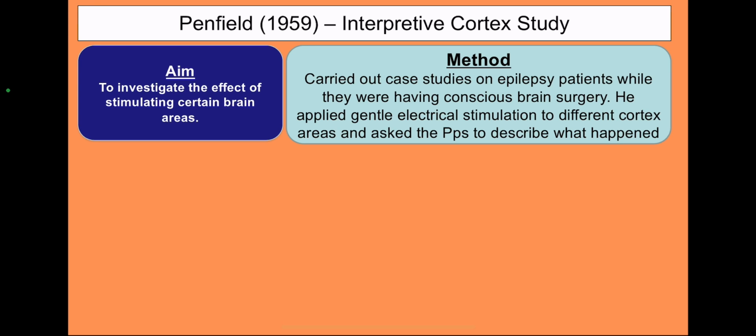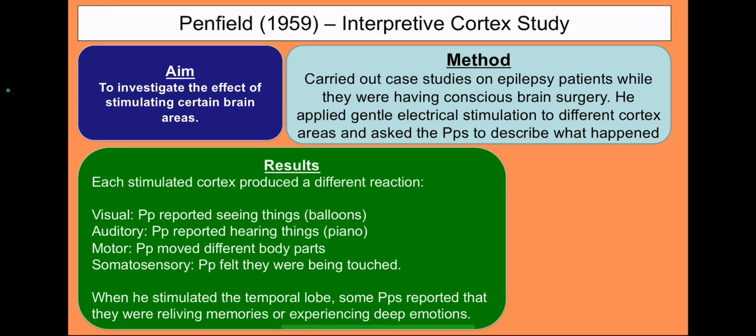Because he was a world-famous brain surgeon, he performed in the region of 1,000 surgeries on epileptic patients, and they had to essentially be awake while the brain surgery was happening. Whilst he was doing the surgery to help their epilepsy, he took the opportunity to apply gentle electrical stimulation to the different cortex areas to see what would happen with the participant and what they would experience. And as expected, when he stimulated each cortex area, a different reaction happened.